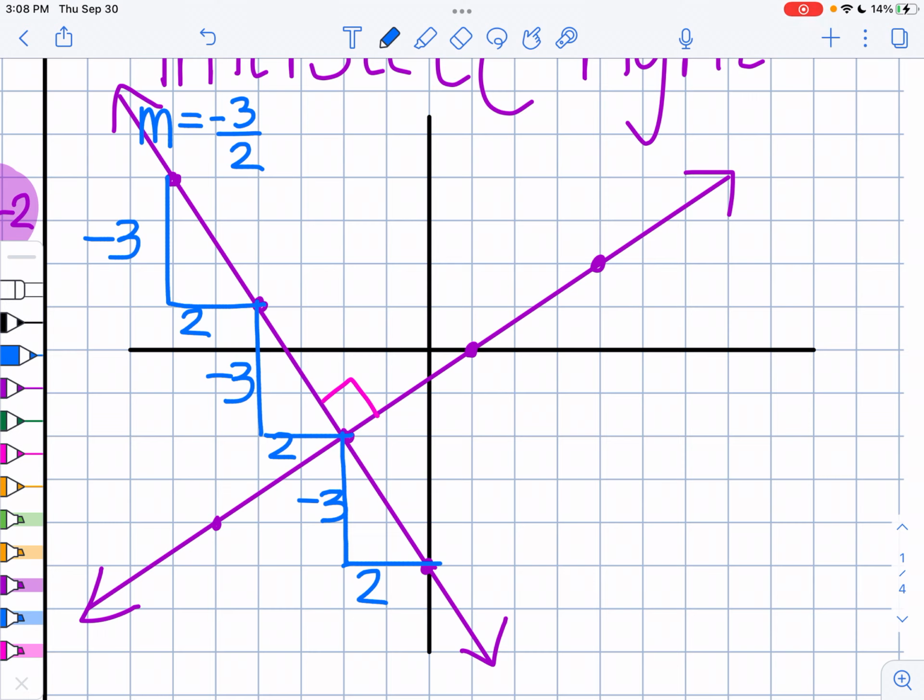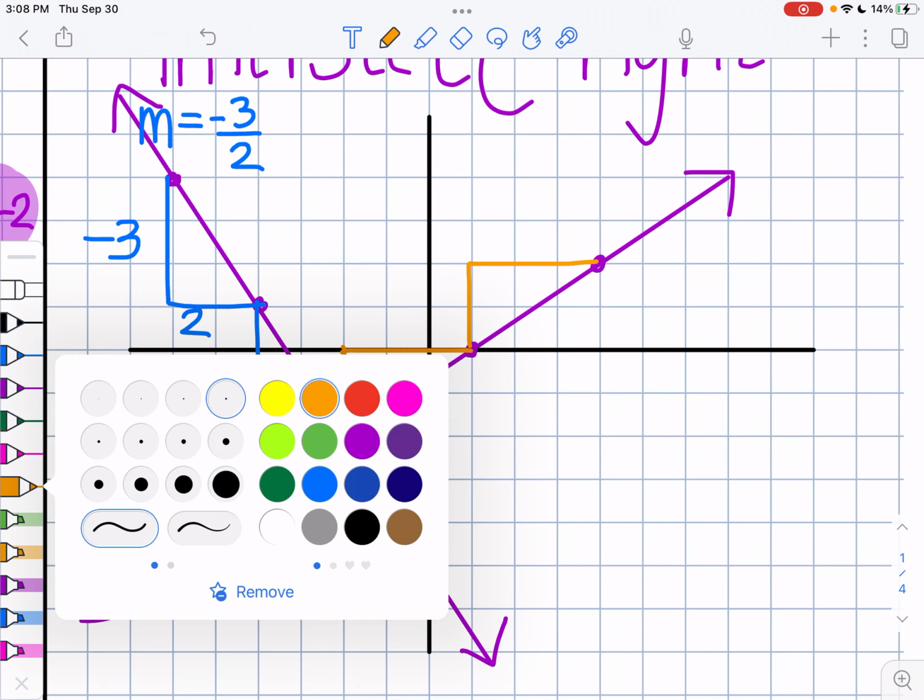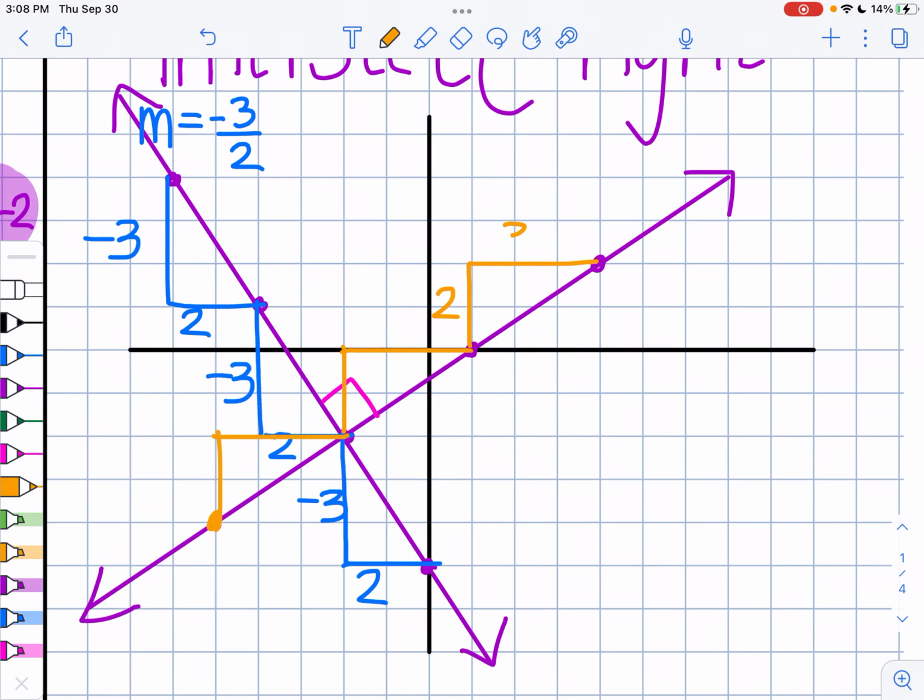Okay, let's check my other line. So here I am going up 2 over 3, up 2 over 3. So it doesn't get so confusing, I'm just going to write it one time. So the slope of this one is positive 2 over 3. Okay, well they don't look like they're the same.